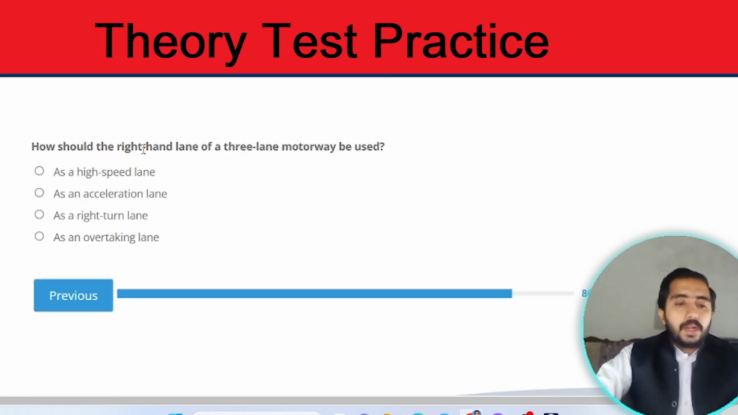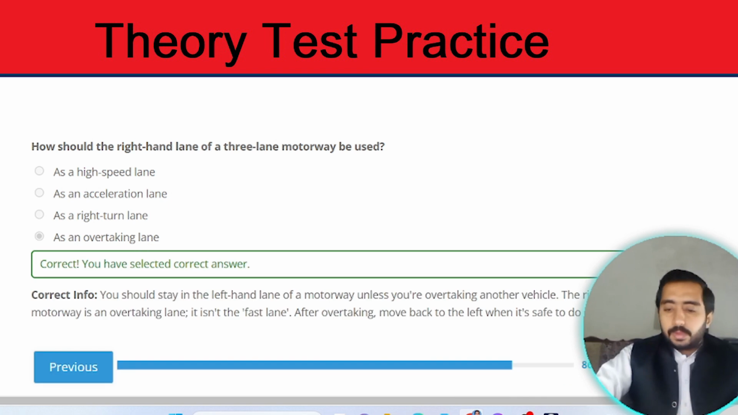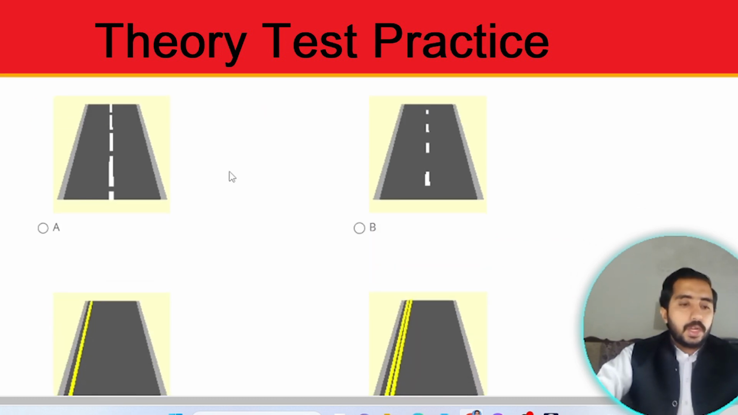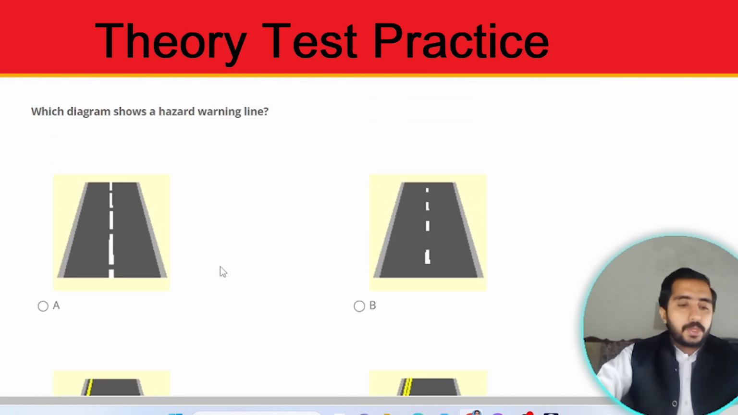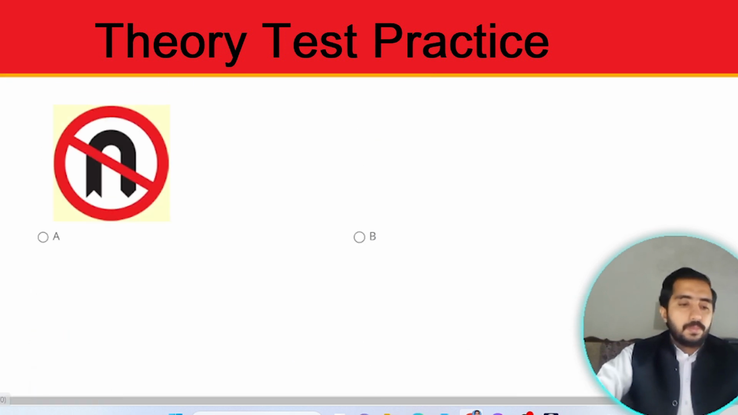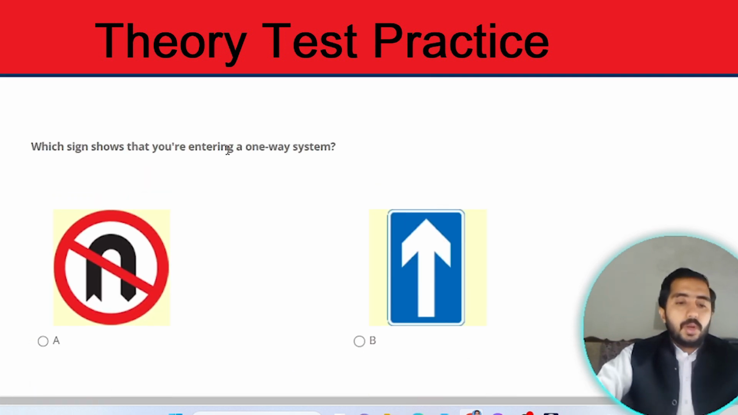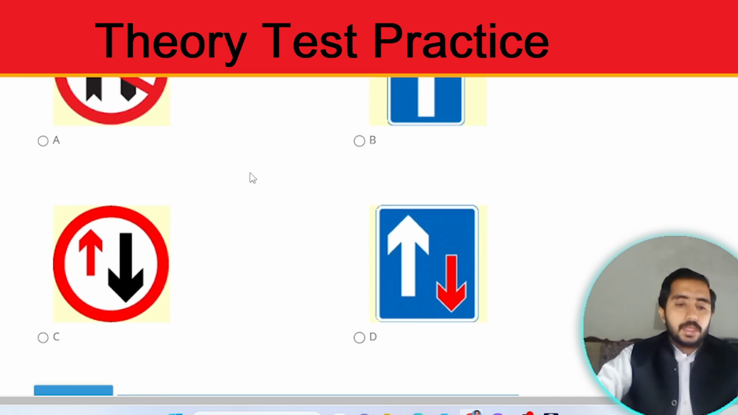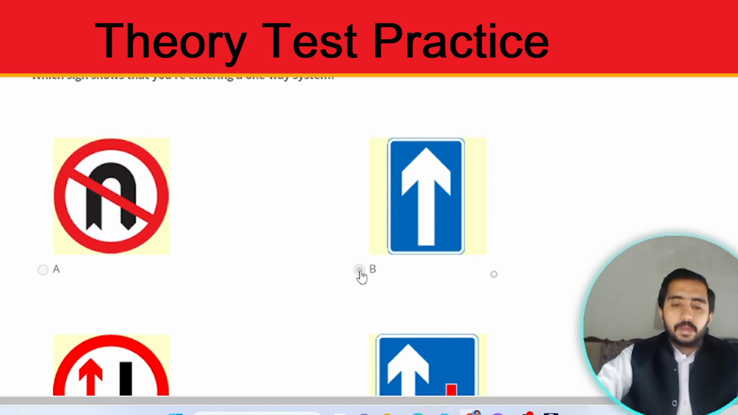How should the right hand lane of a 3-lane motorway be used? The right hand lane is used as an overtaking lane. Which diagram shows a hazard warning line? Hazard warning lines are shown by sign A, which is option A. Next, which sign shows that you are entering a one-way system? The correct sign is option B.